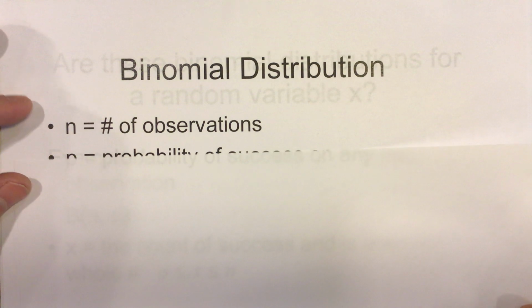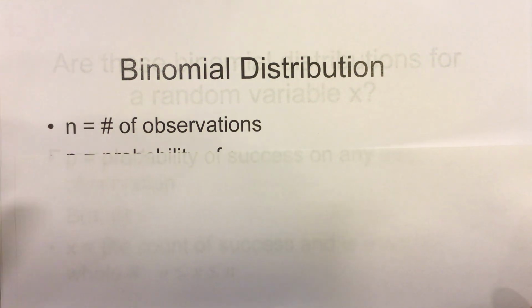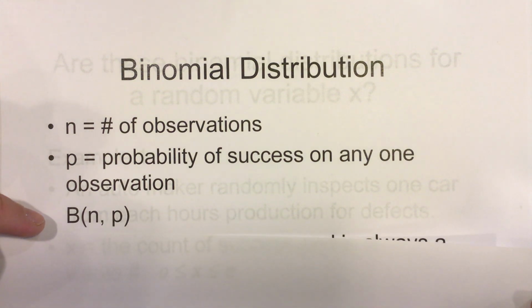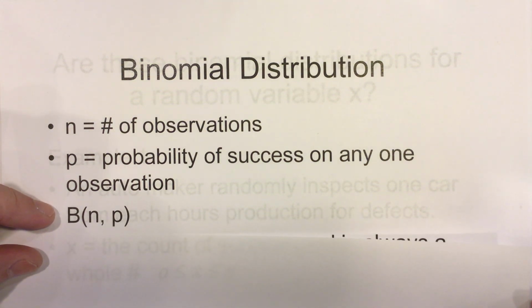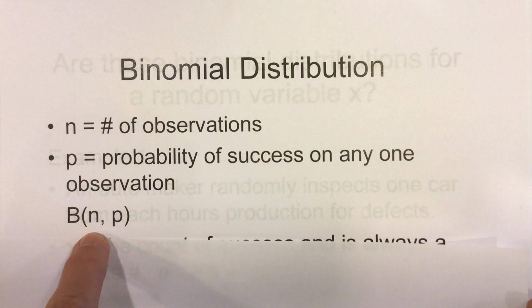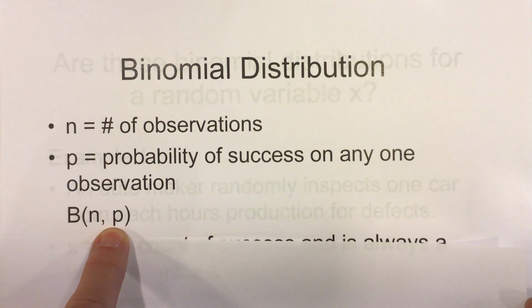All right. So as I already mentioned, we're going to use the lowercase n. That's the number of observations or trials that we're doing. P will stand for the probability of success on one of those trials. Okay, and remember, that's fixed. It doesn't change. And here's our notation. Remember, for normal, we would do capital N. Well, for binomial, we write a capital B. And then our ordered pair is the number of observations followed by the probability of success for any observation.